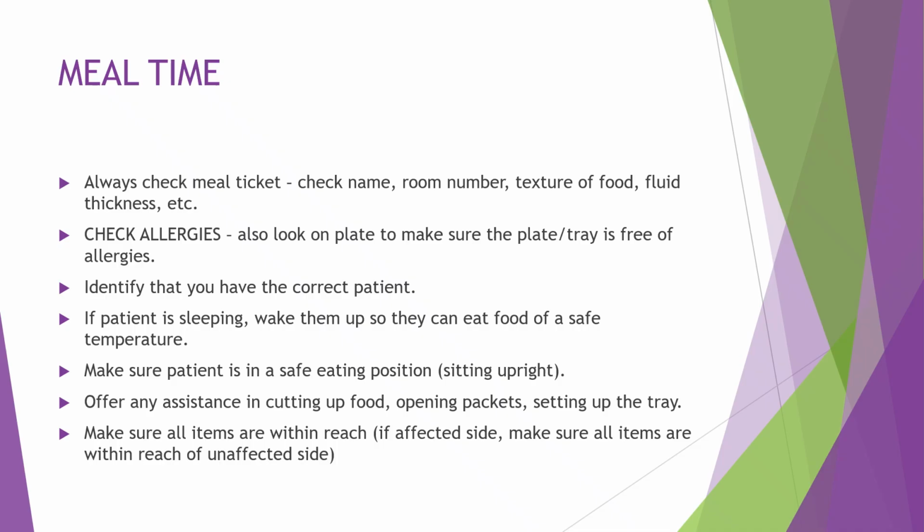Some of the meal tickets might say cut up meat. So if the kitchen didn't cut up the meats, it's our responsibility to make sure before we leave that their food is all cut up. We want to make sure all items are within reach, and especially if they have an affected side, making sure that they can reach with their unaffected side. And then we are good to leave as long as it doesn't say one-on-one supervision on the meal tickets.